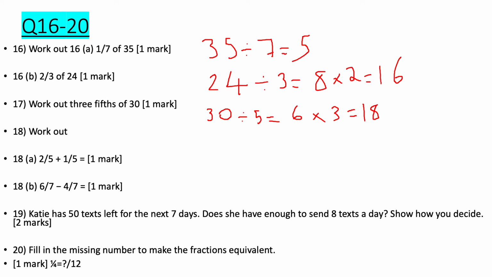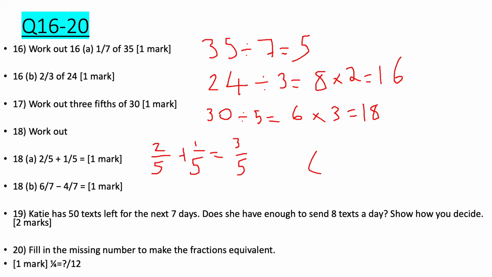Question number 18. Work out 2/5 plus 1/5. Well, when I add fractions with the same denominator, what I do is just add the top numbers together, and keep the bottom number the same. So it's going to be out of 5. 2 plus 1 is equal to 3, guys.